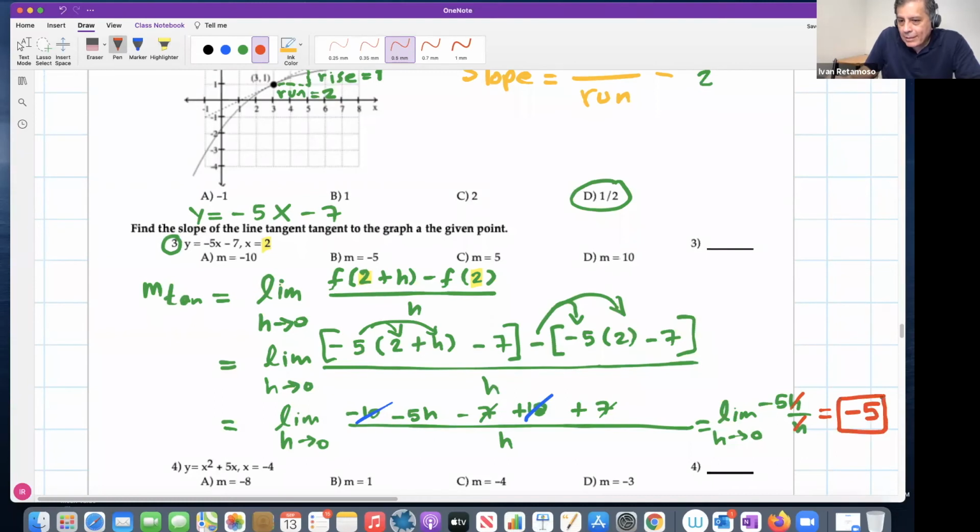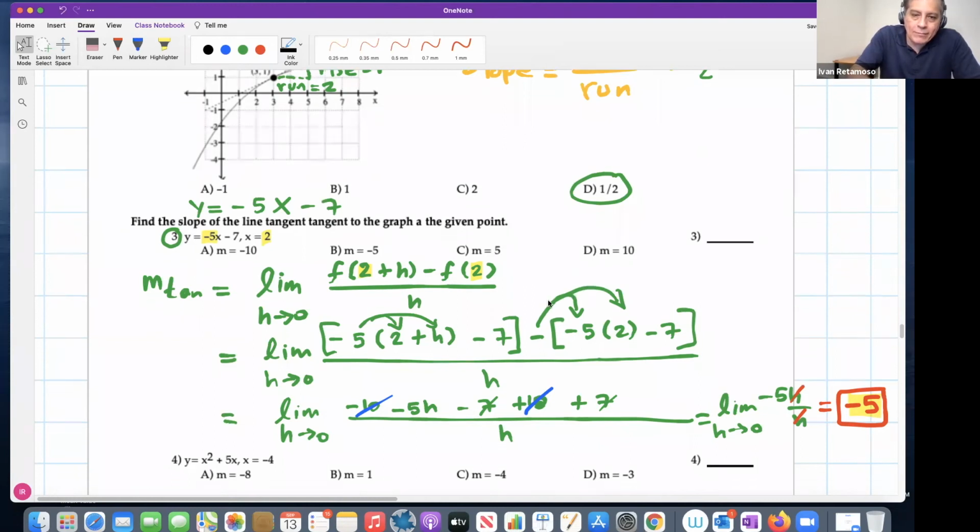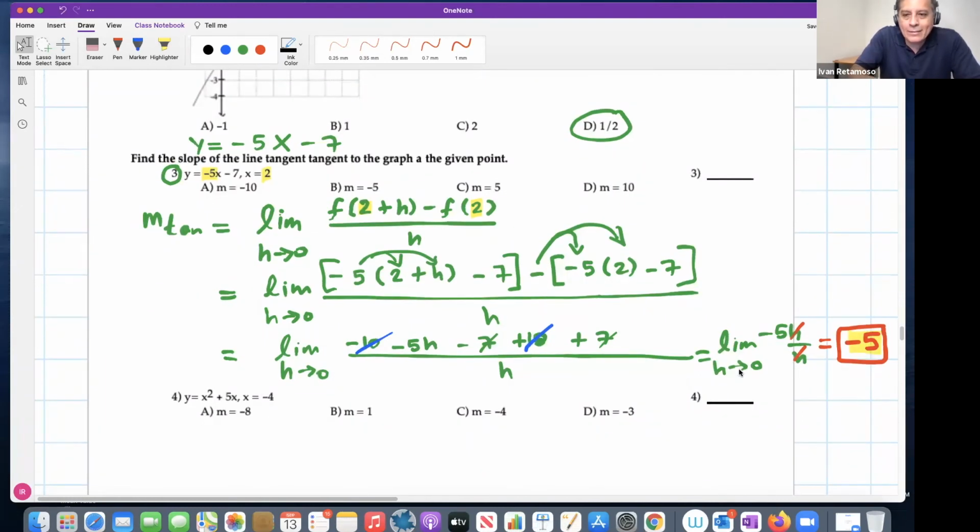Negative 5. Now, guys, not a surprise. Look, the derivative equals the slope. When you deal with linear functions, the derivative will be just equal to the slope. Very good. But this is for linear functions. When the function is quadratic, it's no longer the slope, because indeed the slope of a curve changes point by point. It's not constant.